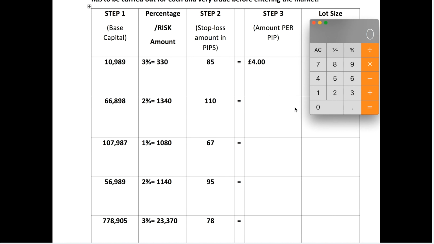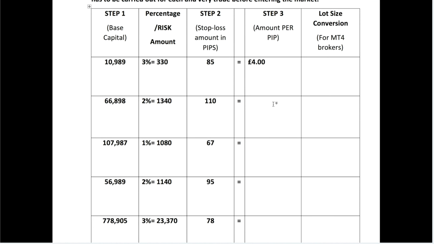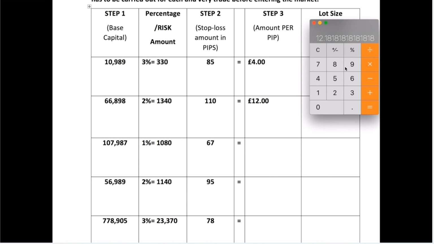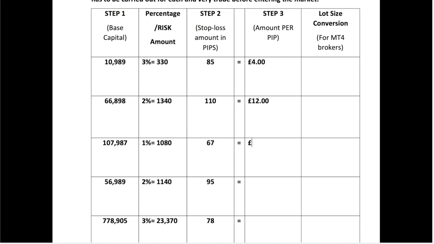Right, so next one we have our risk 2%, which is 1,340. And we're going to divide that by a slightly larger stop loss amount, so dividing it by 110 pips. So that's given us £12.80. With this one, as I say, nearest 50 or 100, we can just go in at £12. No biggie. Next one, we're risking 1%. Our 1% figure is 1,080. We're going to be dividing this by 67 pips this time, divided by 67 pips stop loss equals £16.11, which gives us a nice round number at £16.